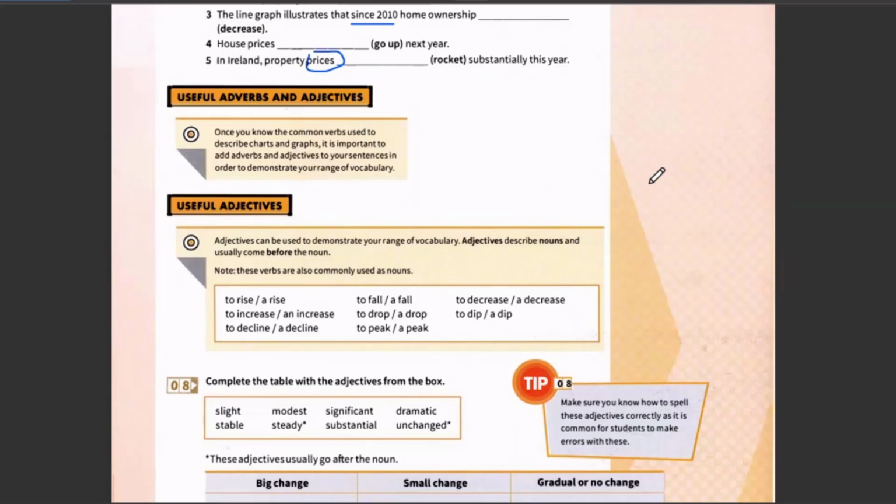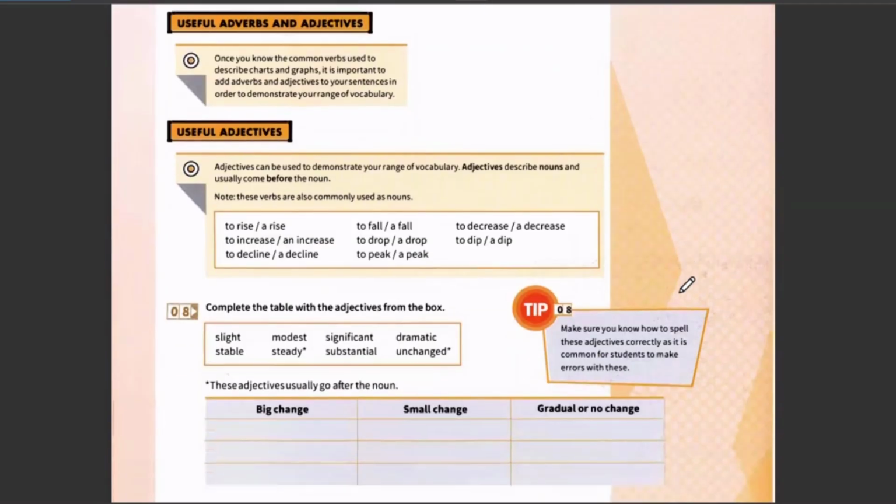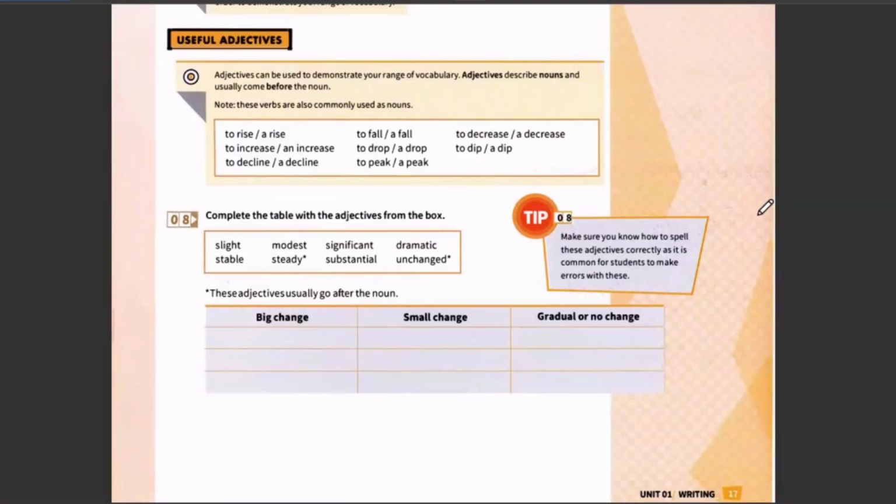Peak, I told you peak, right? It means to go up very quickly. To decrease, a decrease, to dip, a dip. So these are the words that are being used as nouns but are originally verbs. Just to clarify, it is being said here, okay? Now, for activity 8, I'm going very quick. Are you okay with it? Yeah, I'm fine. Okay, great.